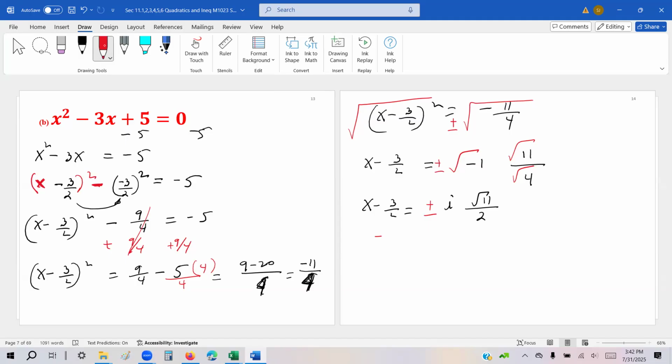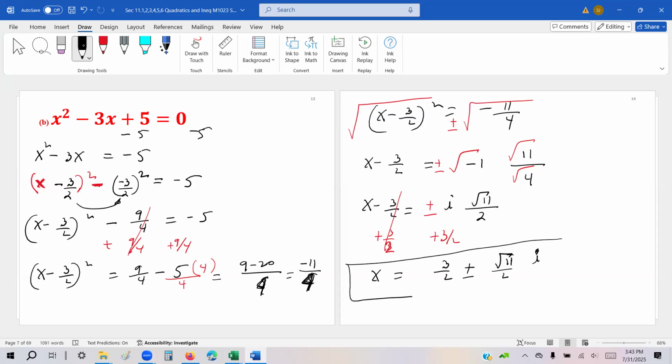The last thing is to add 3/2. So you get x equals 3/2 plus minus i square root of 11 over 2, or square root of 11 over 2i. It doesn't matter. And then since you have the same denominator, if you want, you can combine, or you can just leave it alone.